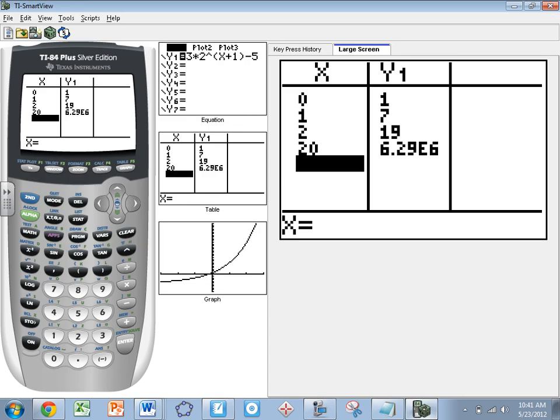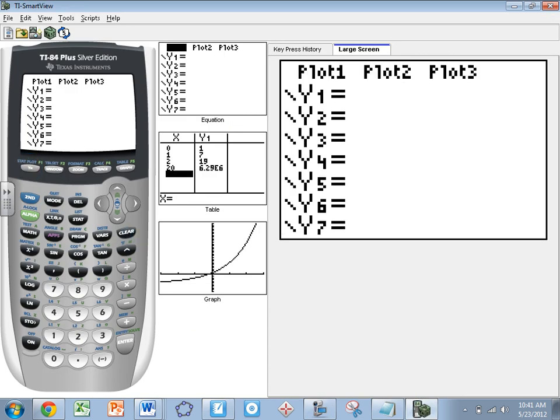Go to Y1. Clear out what you've got. And knock it off, guys. Seriously. It's getting on my nerves.